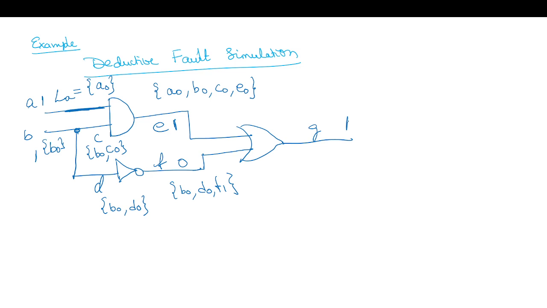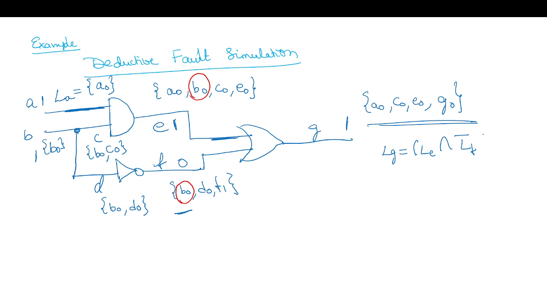Now, this output is 1. For an OR gate, this is a controlling value. So B is in this list, so B cannot be detected. B will be masked here. That means A0, C0, E0 will be propagated, and also this gate stuck at 0. So in terms of the expression, LG is equal to LE intersection union G0, and here it was LE. So I have just given one example for deductive simulation.